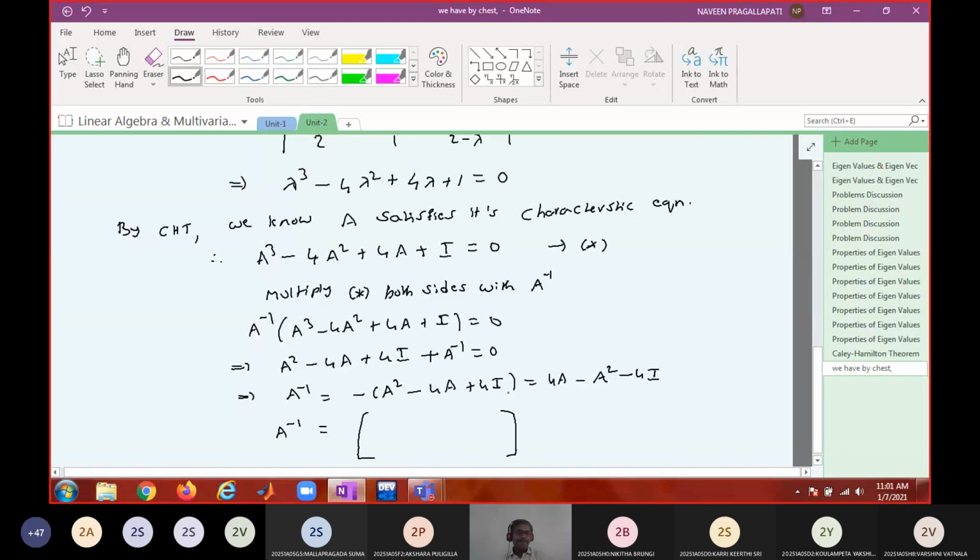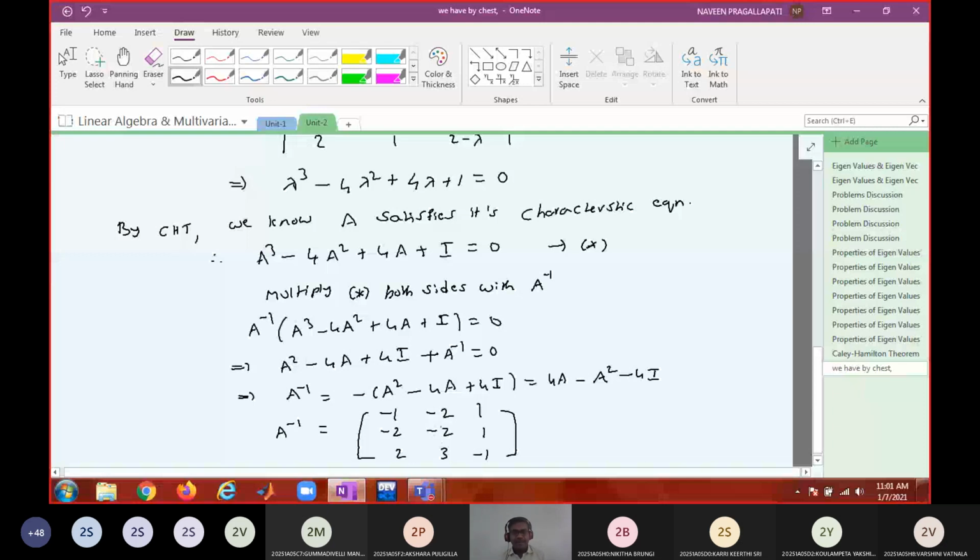What is A inverse? Minus 1, minus 2, 1; minus 2, minus 2, 1; and then 2, 3, minus 1. Second row, please repeat the second row. Minus 2, 1... Okay. So we got A inverse.